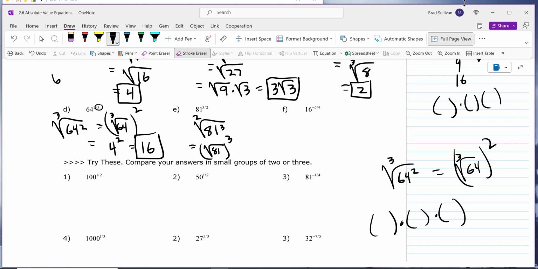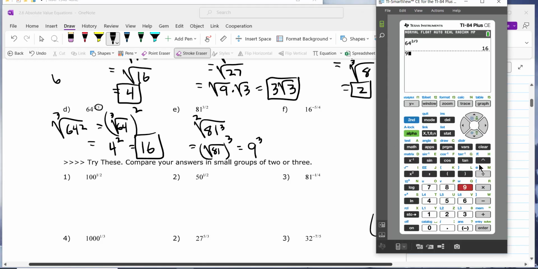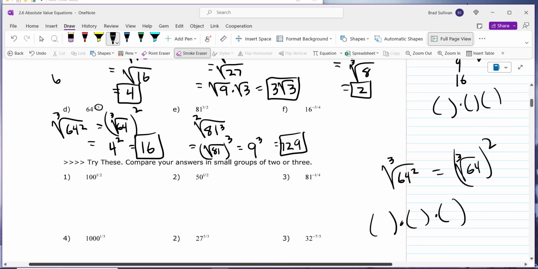The reason is because you can do it in your head. What's the square root of 81? 9. 9 to the third, I don't know if anybody knows that. I know it. It's 729. If you don't know it, get your calculator out. So if you just do 9 to the third, you're going to get 729. So that's the way that you would reason through that problem and figure out the answer.